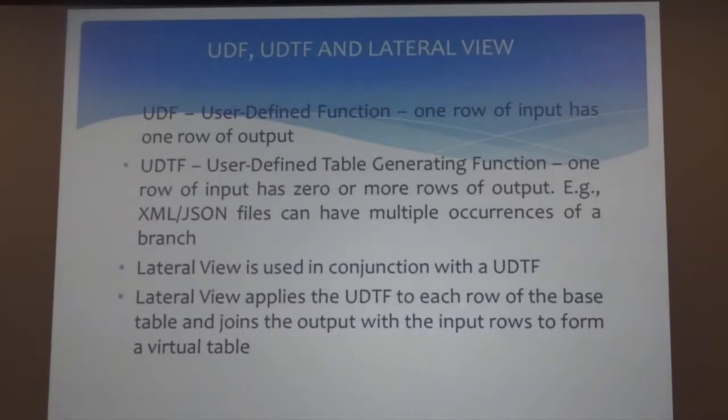For Hive to understand how to make this transition, we use a construct called lateral view. What lateral view does is it takes the output of the UDTF, which will be multiple rows for one single row, and then it joins that with the input row of Hive, which is the original input row, and then creates a table out of it so that Hive can output this as a rectangular table instead of one name and three phone numbers.